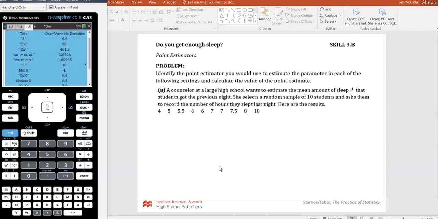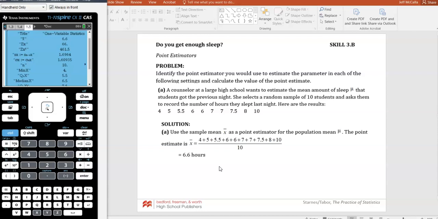Okay, so the x bar would be 6.6. That's our point estimator, and our point estimate is 6.6 hours. We're always talking context here. But x bar is our point estimator and 6.6 hours is our point estimate.